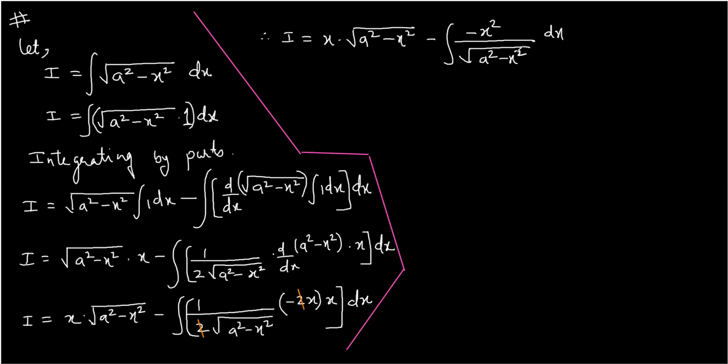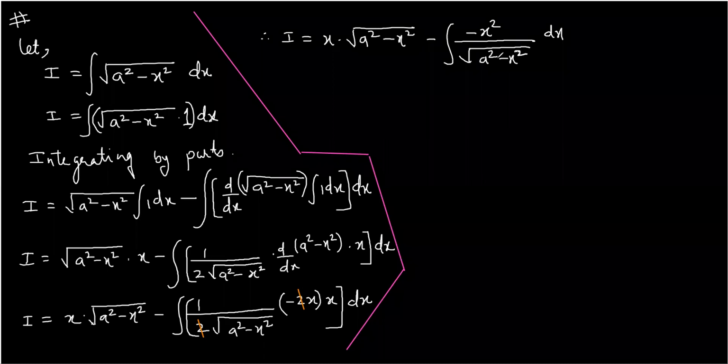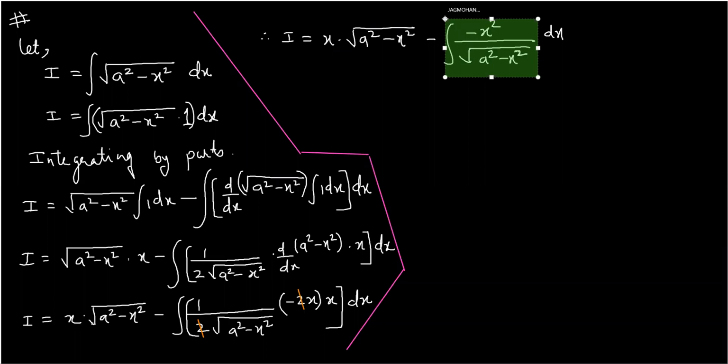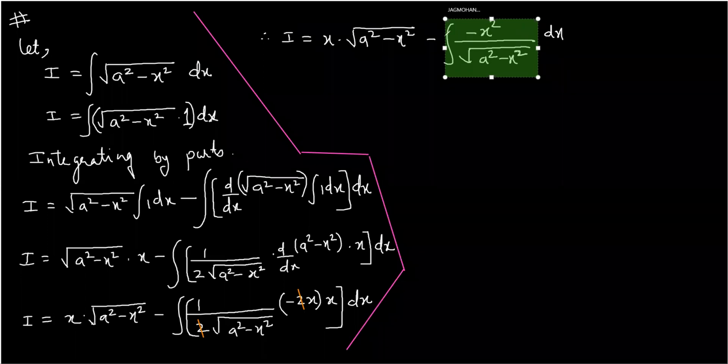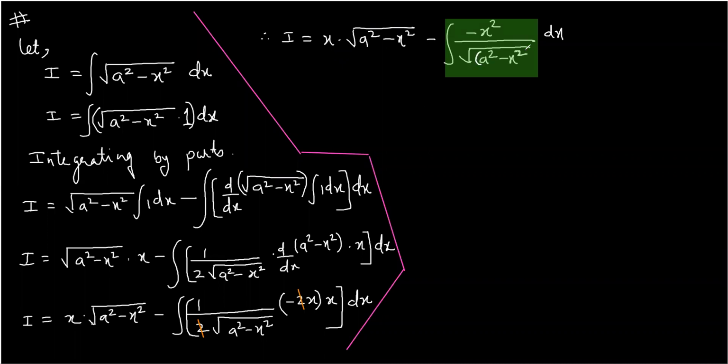The next step is, I want to integrate this. Once again, I will have to use my techniques of transformation. So I notice that inside the square root, in the denominator, I have a square minus x square, and in the numerator I have minus of x square.